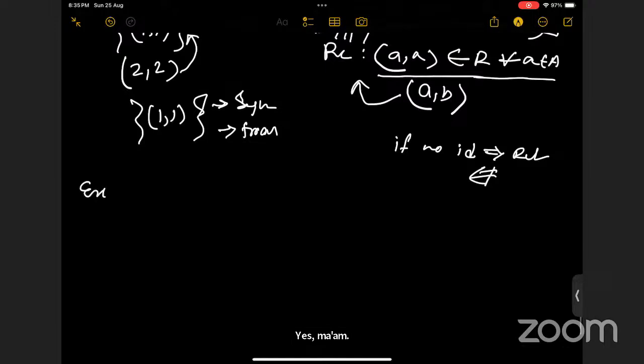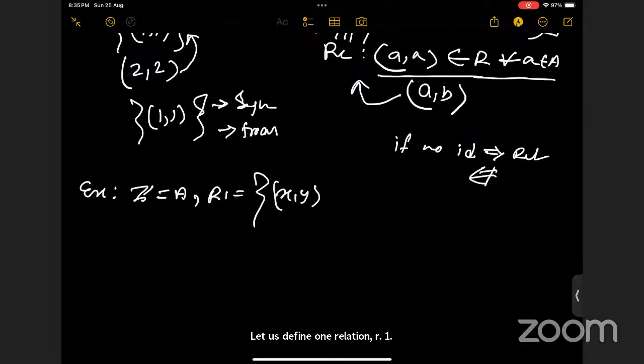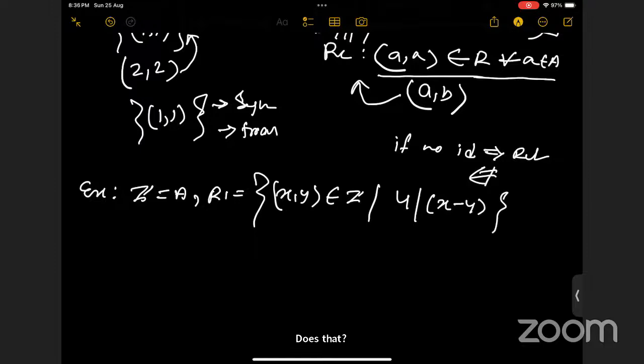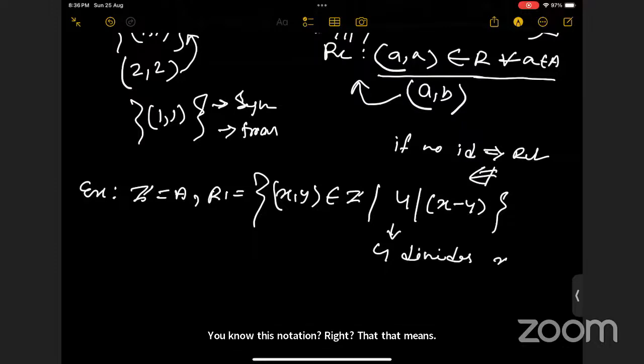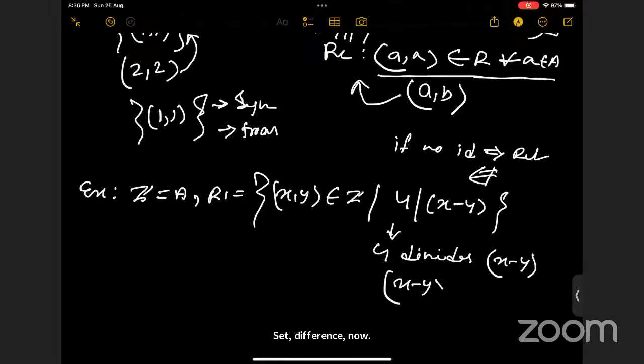We are clear. Maybe we can deal with some other example. Suppose we have our A as Z. Let us define one relation R1 equals {(x,y) belongs to Z×Z such that 4 | x−y}. You know this notation, right? That means x−y equals some constant times 4. Okay?